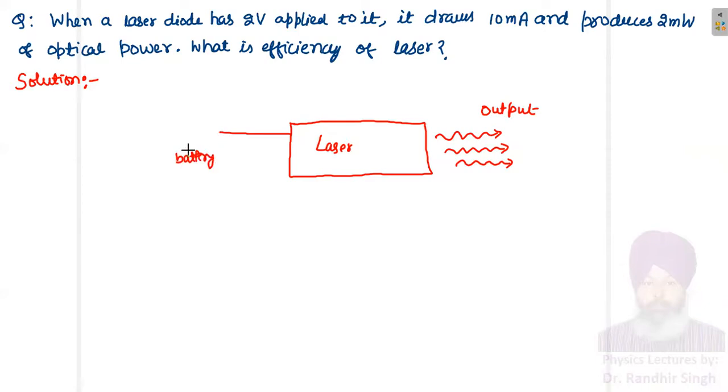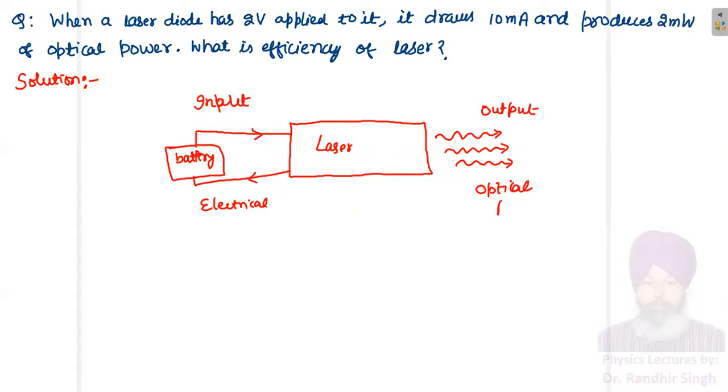So this battery, let me show it by a block instead of using its symbol. This battery gives power. Current enters on one side and comes out on the other. So this is the input of the laser. Please see that the input of the laser is electrical power and the output of the laser is optical power.